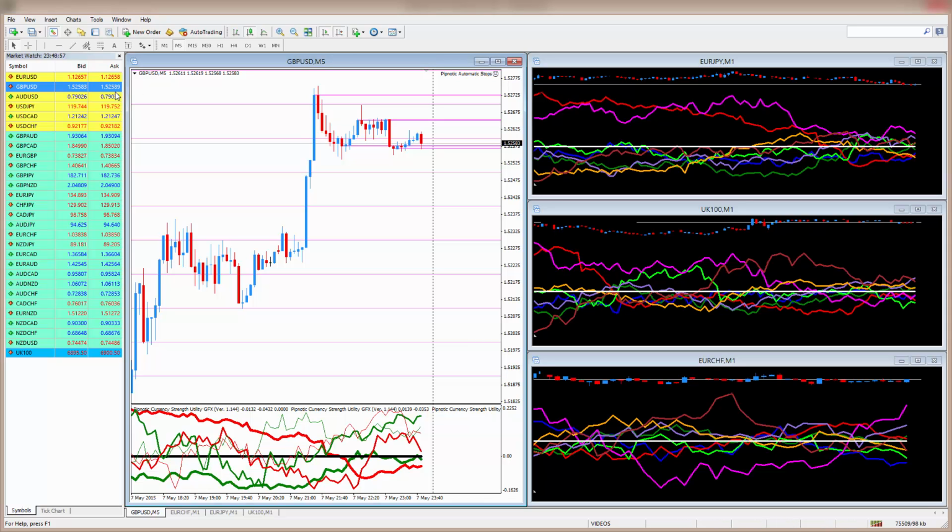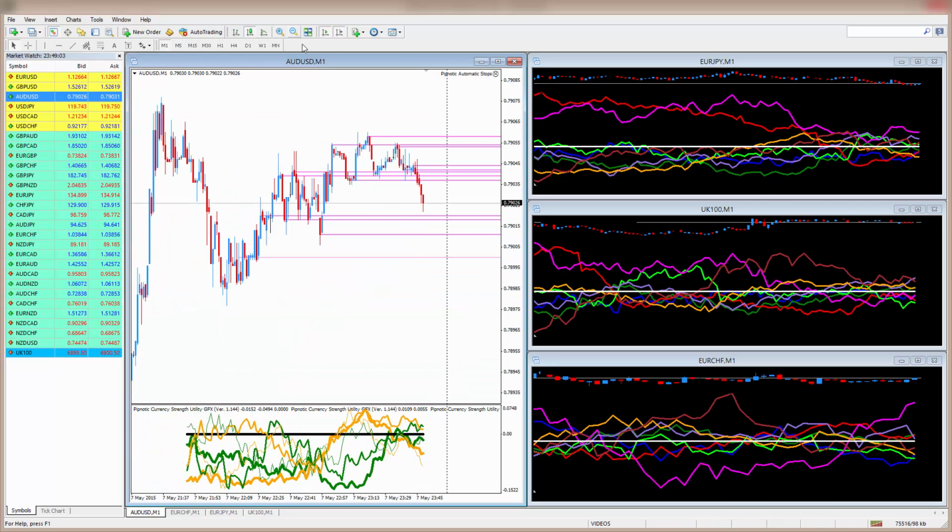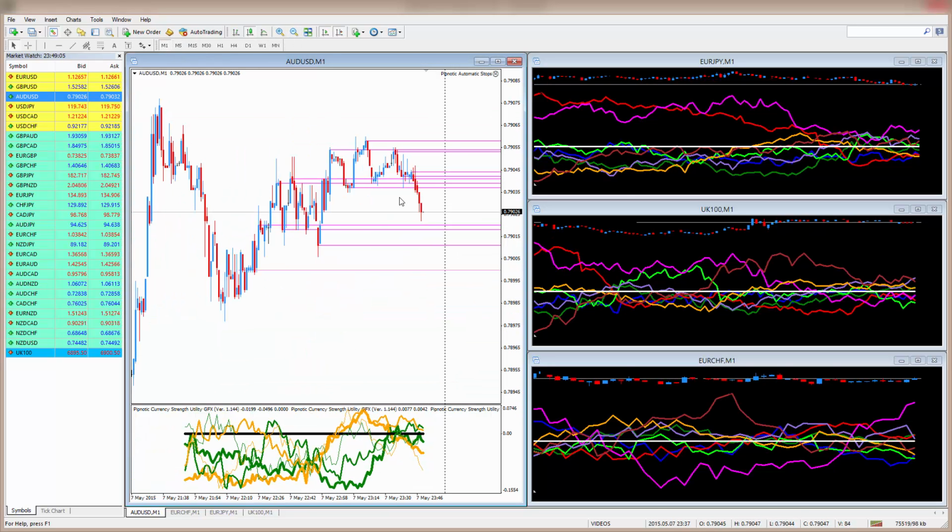We scan through the charts here, so I have to go into the minute chart. We can see here that we have the orange, which is the Australian dollar, and the green, which is the American dollar. And we can see here that they crossed, and there was a push higher on the Australian dollar and a push lower on the American dollar, which caused this push from here up to about here.